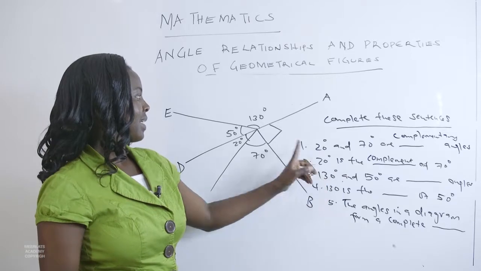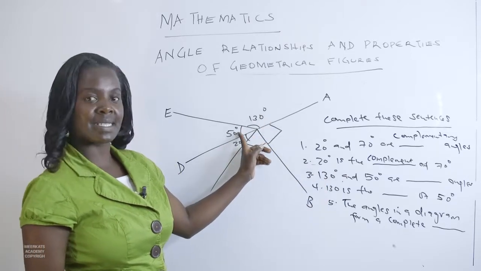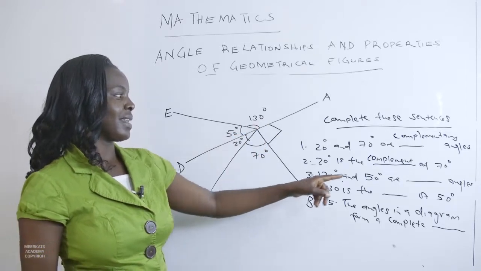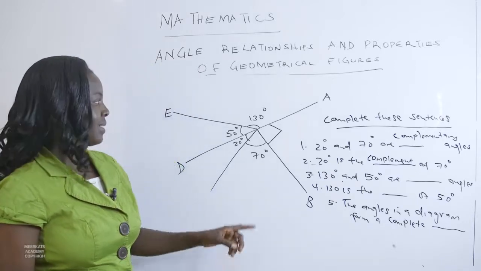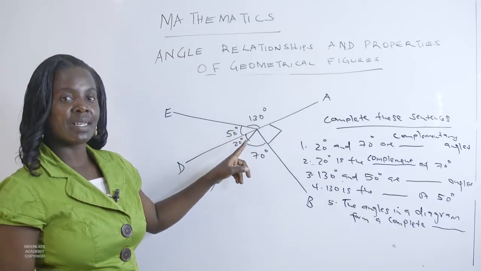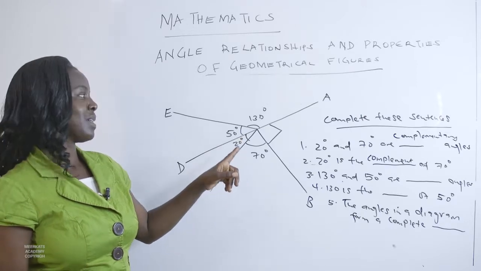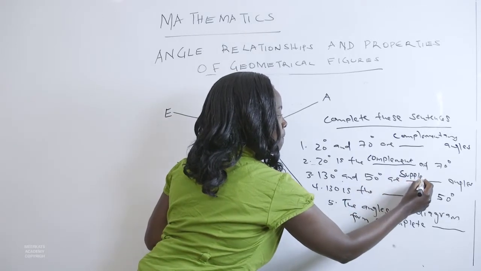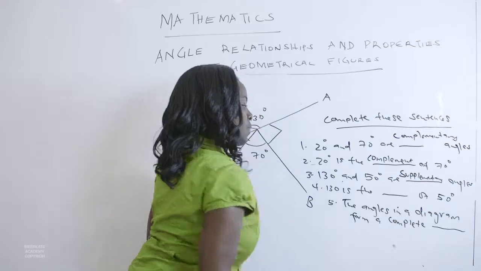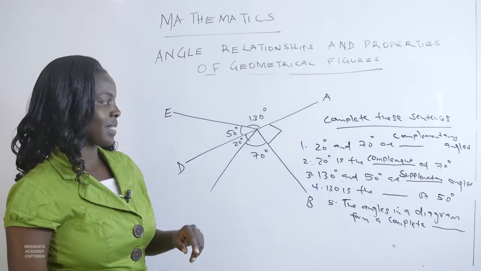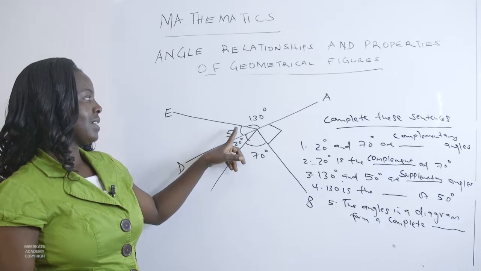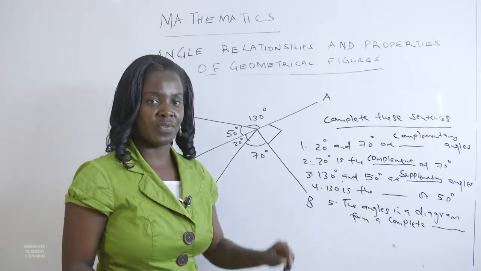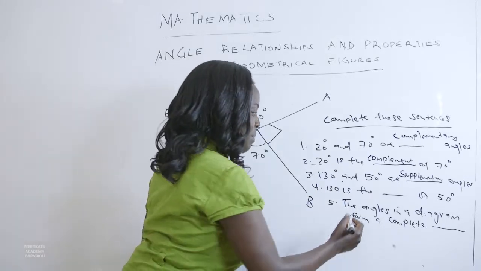We have 130 degrees and 50 degrees. These two angles here. They are dash angles. What are they? If you add 130 and 50, what do you get? You will get 180 degrees. So that means they are supplementary angles. 130 and 50 degrees are supplementary angles. Then if 50 and 130 are supplementary angles, then 130 is the dash of 50. It is the supplement.